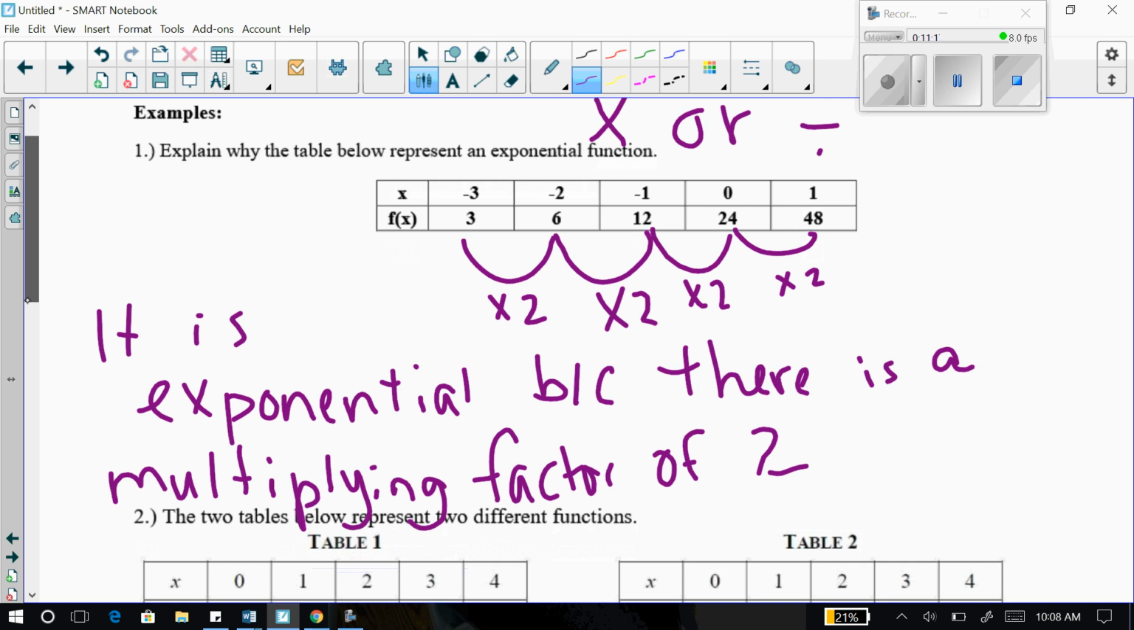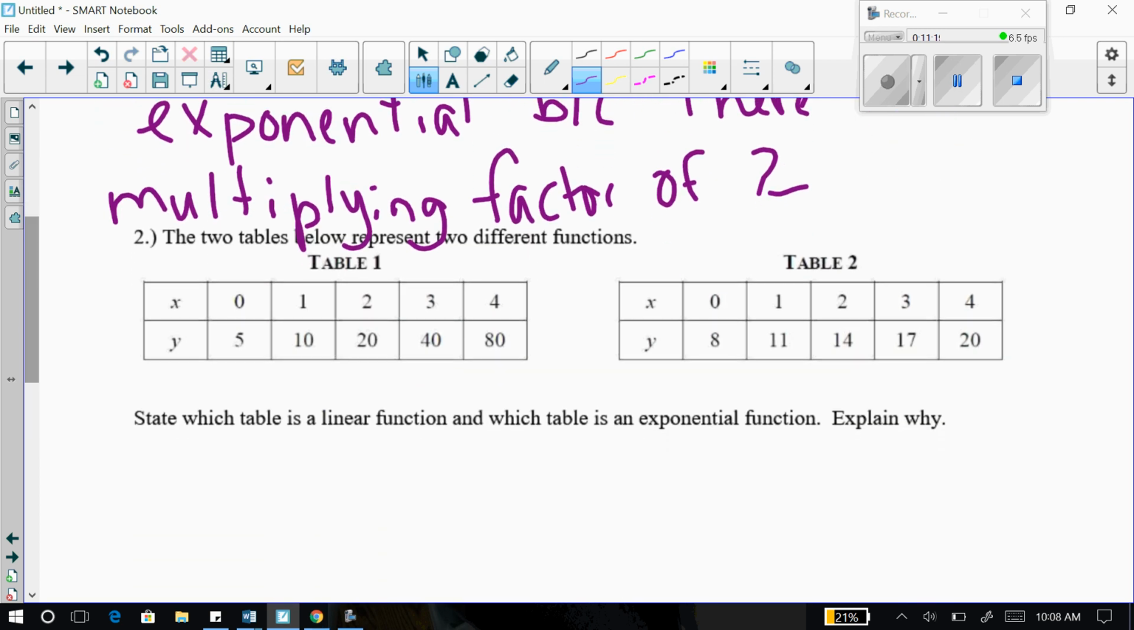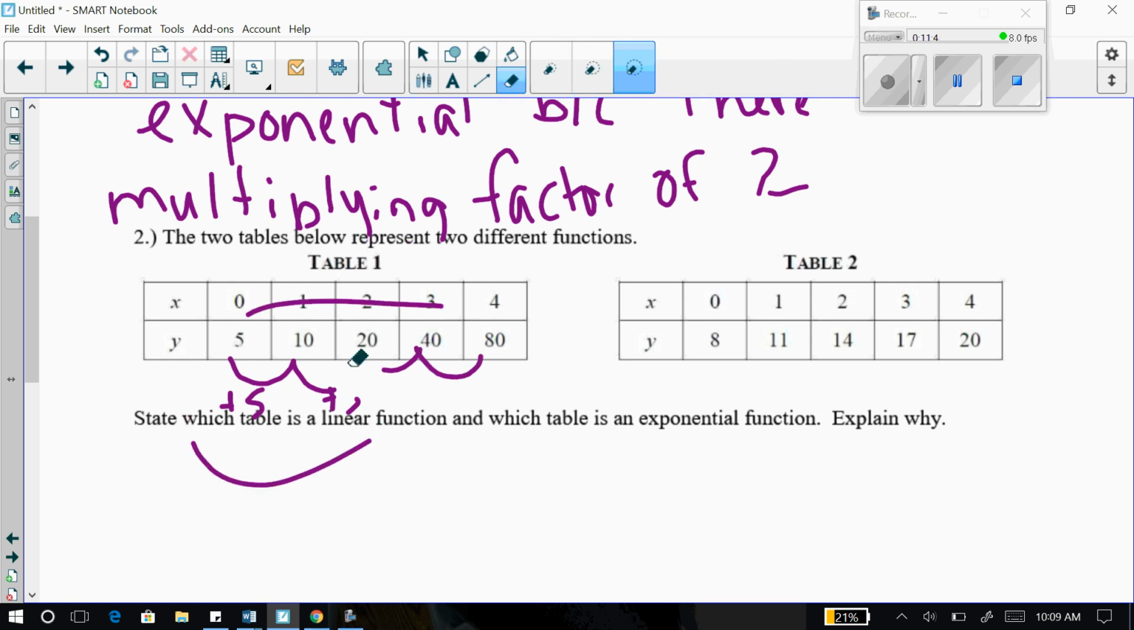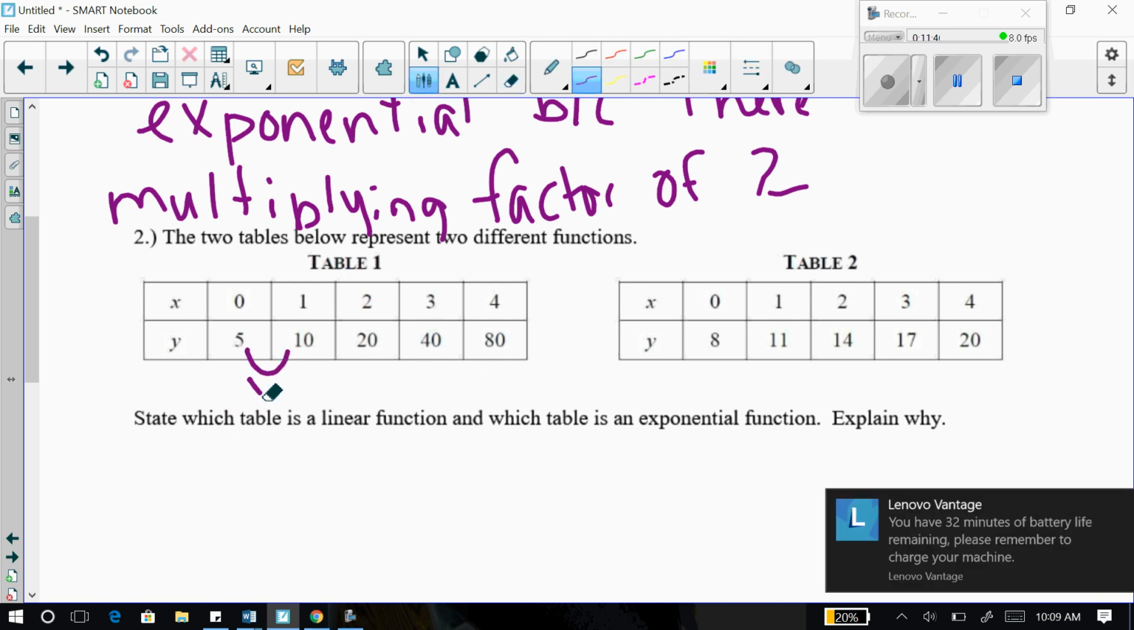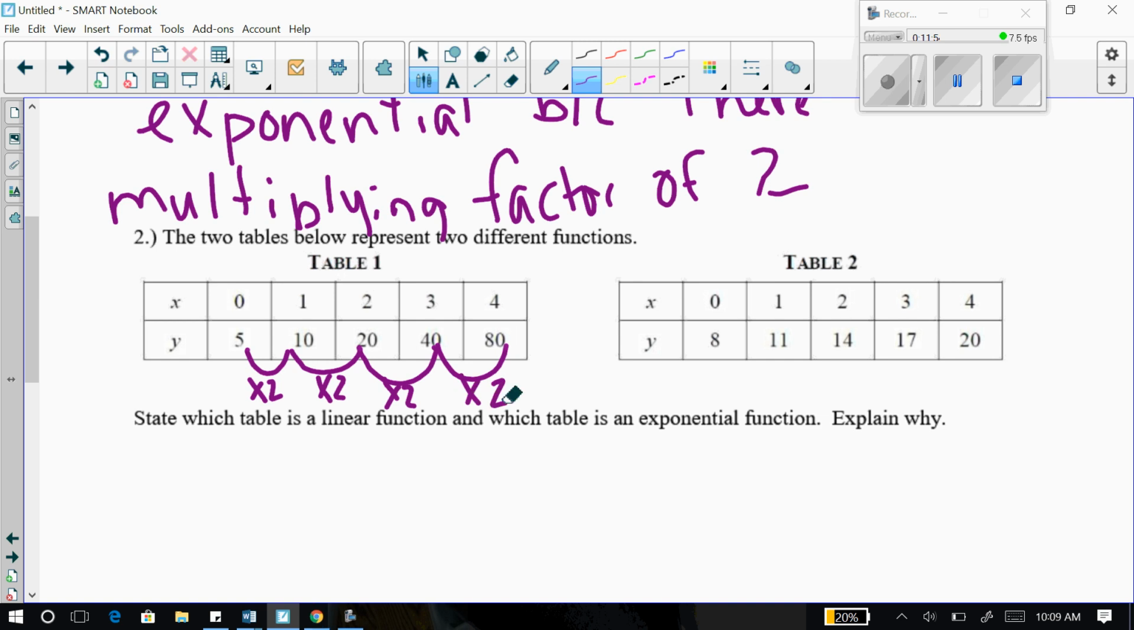All right, let's look at number 2. The two tables below represent two different functions. State which one's linear, which one's exponential, and explain why. All right, so let's try here. 5 to 10, well, I can add 5, but is 10 plus 5 20? No. 20 plus 5 is not 40, and 40 plus 5 is not 80. So let's try to see if it's exponential. 5 times 2 is 10. 10 times 2 is 20. 20 times 2 is 40, and 40 times 2 is 80.